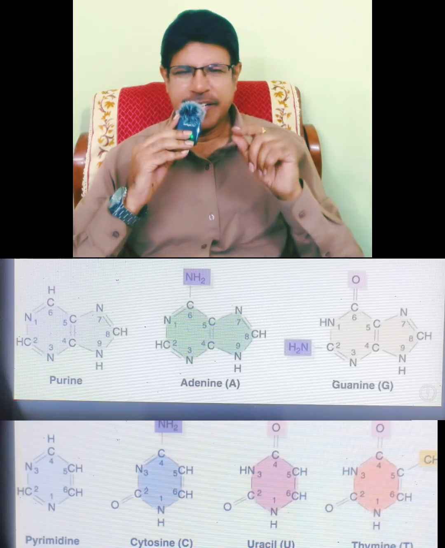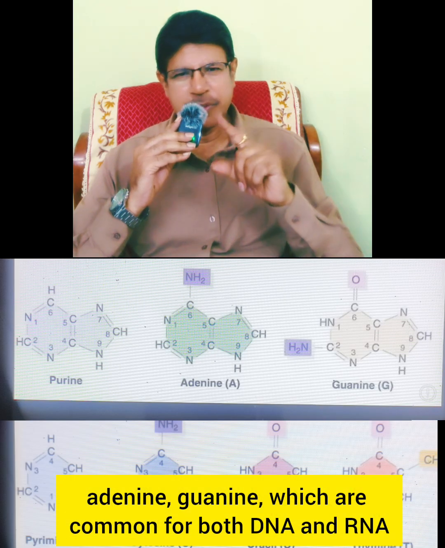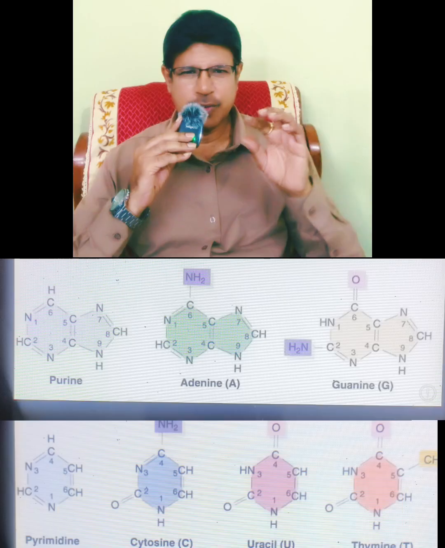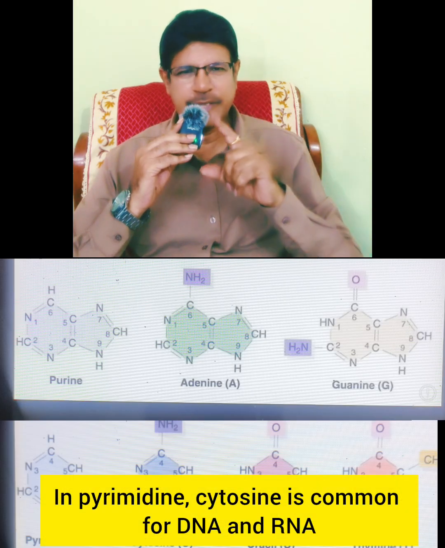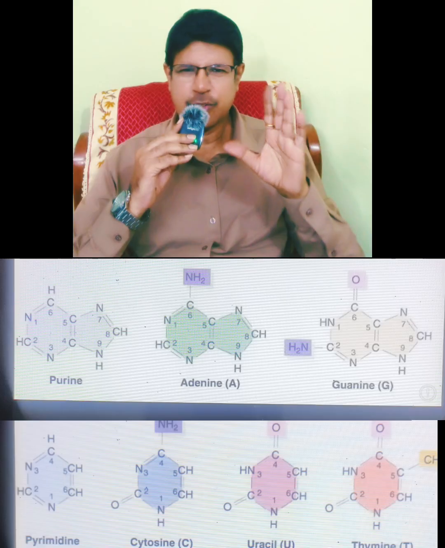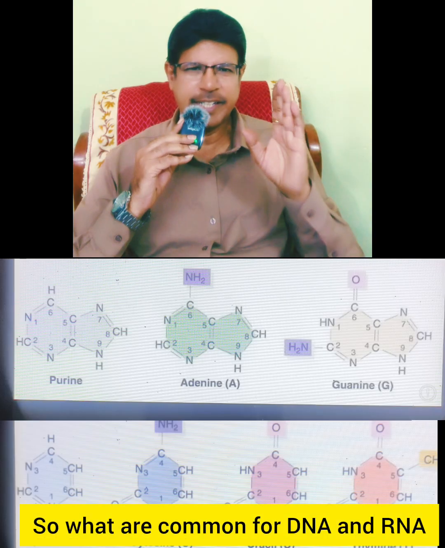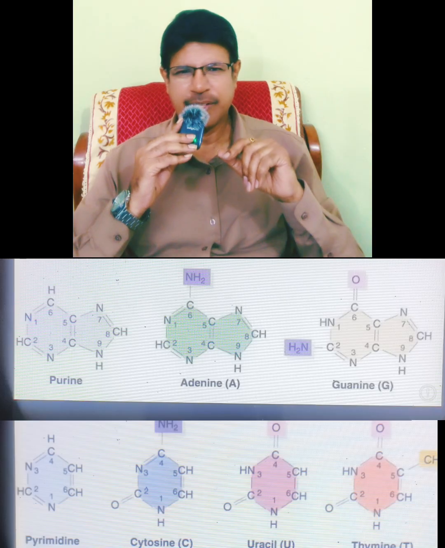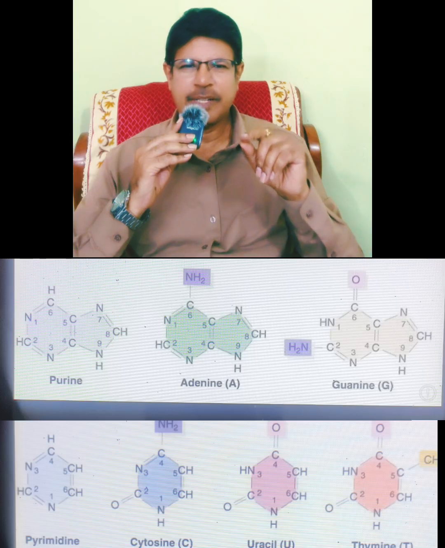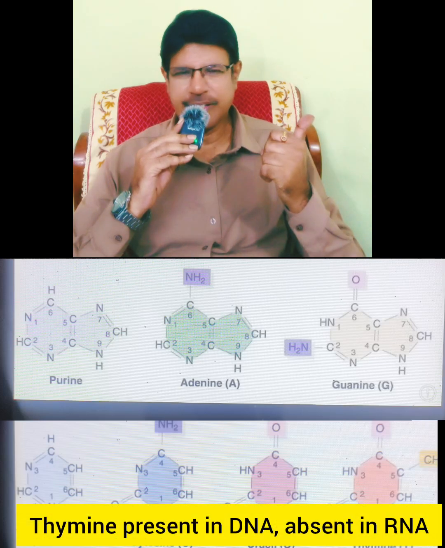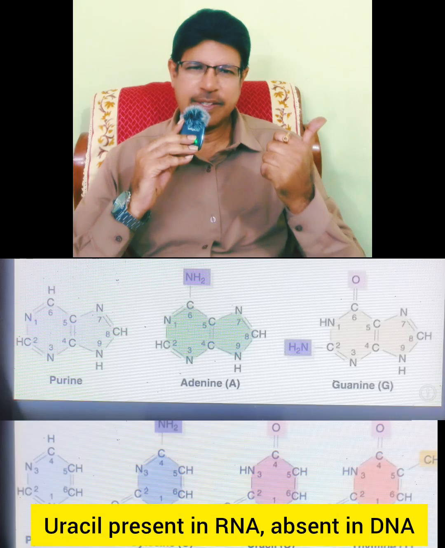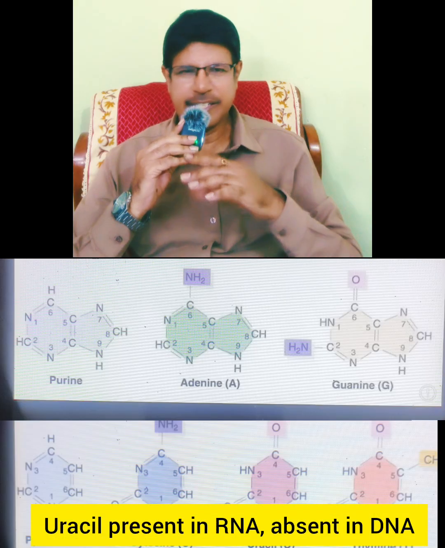Next, adenine and guanine are common for both DNA and RNA. So purines are common. In pyrimidines, cytosine is common for DNA and RNA. So what are common for DNA and RNA? Adenine, guanine, cytosine. Which is not common? Thymine and uracil. Thymine is present in DNA, absent in RNA. Uracil is present in RNA, absent in DNA.